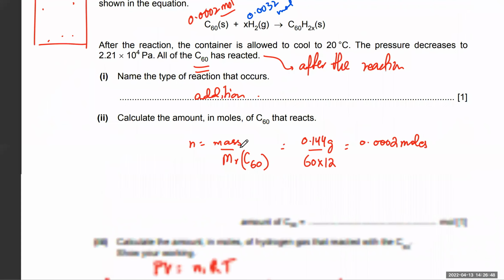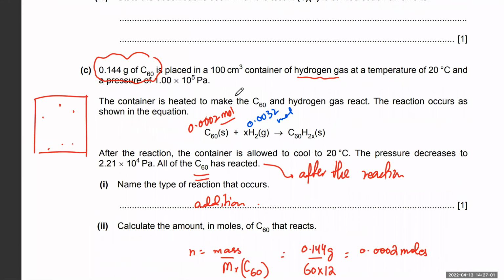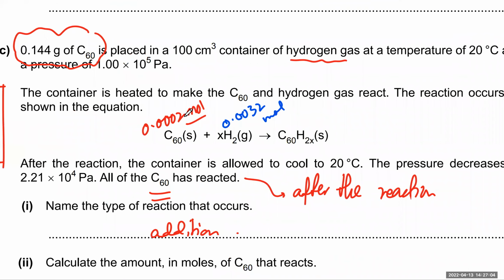What is the next part of the question saying? The other part is, he's saying use your answer to calculate and deduce the molecular formula of the hydrocarbon. So we have to figure out what X is. In the equation we figured out this thing, so what ratio is this forming? That's 1 to, I think. What is this ratio? Javaria, what are you getting? I mean, what's the ratio? How many C60 is reacting with how many H2? Is it 1:16?